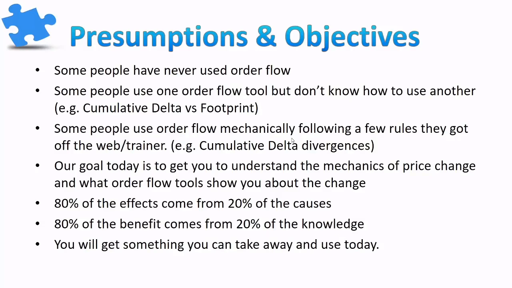So when the divergences don't work, or whatever you're looking for doesn't work, because of changes in participation, some people get a little bit lost. So they're reading the words, but not understanding the story. And it's the story that's the most important. So with order flow, the 80-20 rule very much applies. That means 80% of the benefit comes from 20% of the knowledge, or 80% of the effects or the moves come from 20% of the causes. So you could build encyclopedic knowledge of order flow, but it's mastering the basics that will yield the greatest benefits.